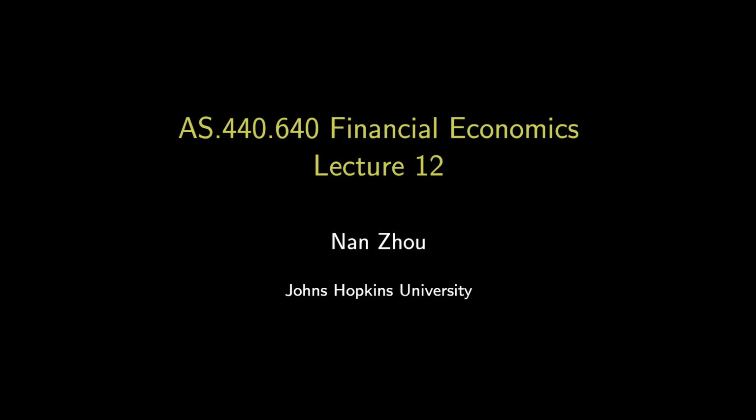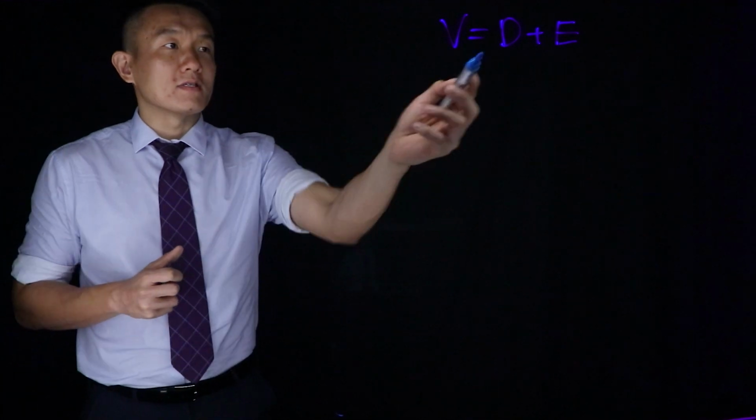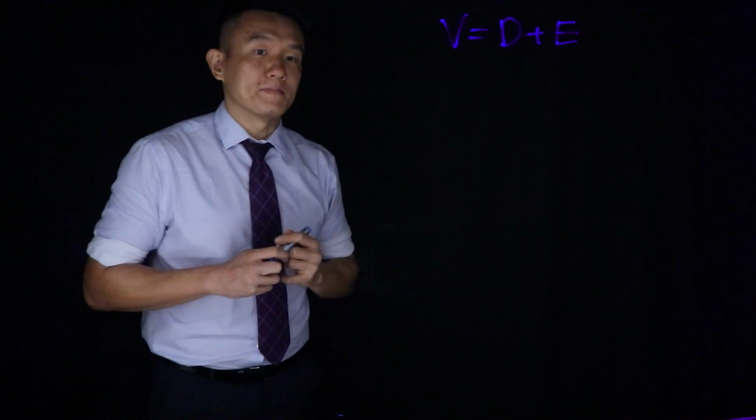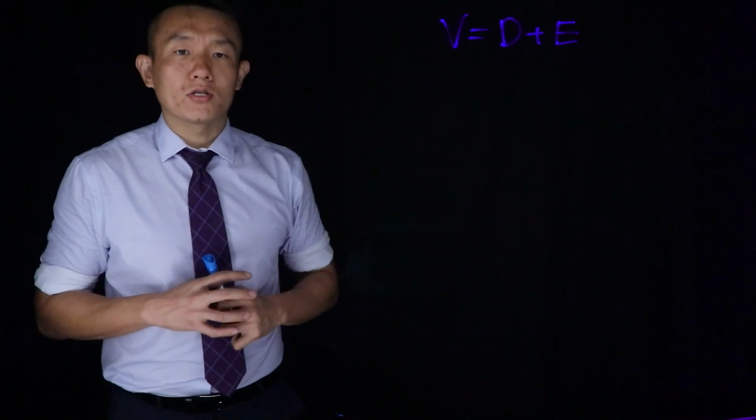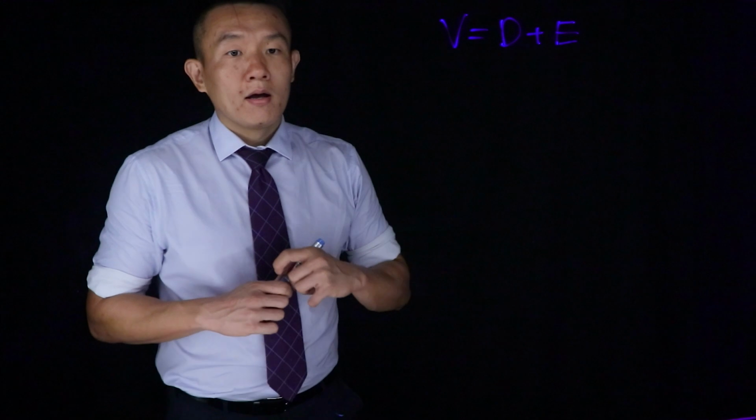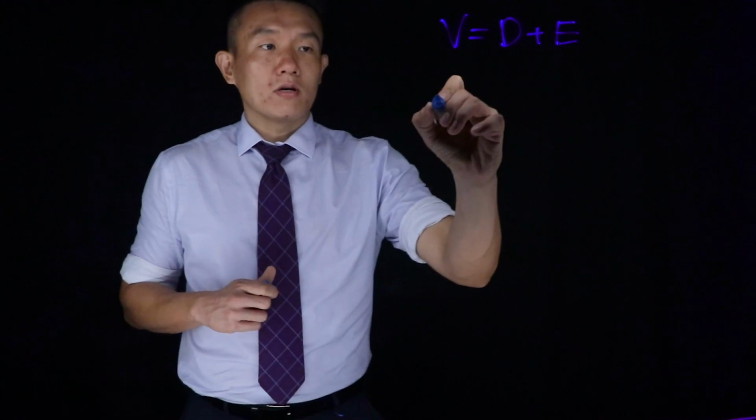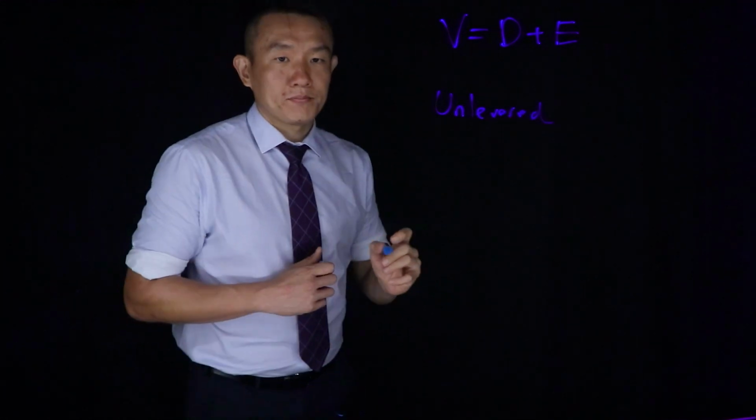So for this lecture, we're going to start talking a little bit about capital structure. We can think about a very simple equation, which is that the value of a firm just equals the value of its debt plus the value of its equity. And we want to think about, well, how does the structure of the firm impact its value? So let's imagine that we started with an unlevered firm which is all equity.